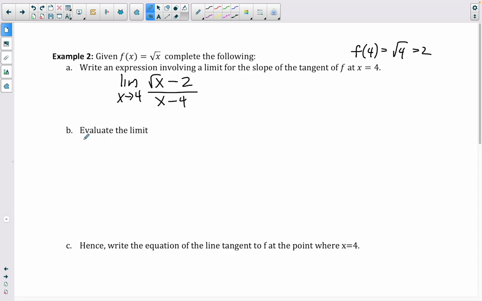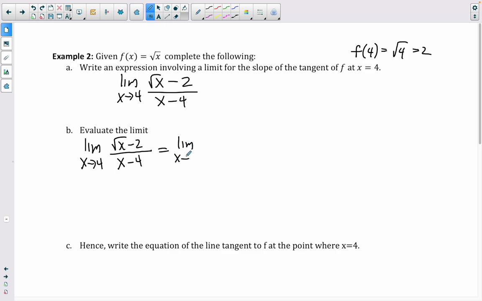So now we're going to evaluate that limit. Now I'm going to do this a slightly different way, just to introduce something that you may not have seen before. Chances are you multiply by the conjugate, which is absolutely fine. That'll work here. I'm going to do something slightly different. I'm going to actually factor x minus 4. So even though this isn't in the a squared minus b squared form, I'm going to kind of force it to be in that form by rewriting it as this.